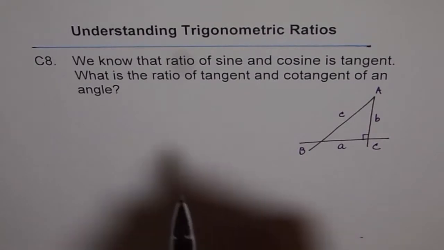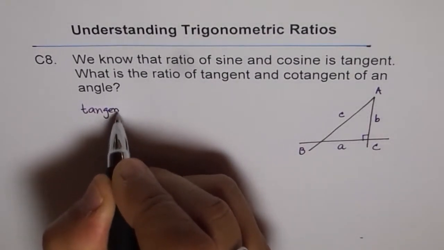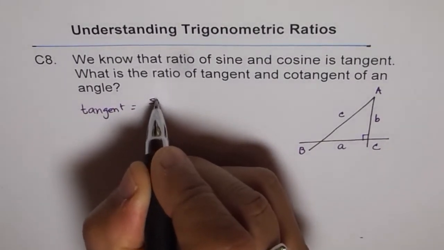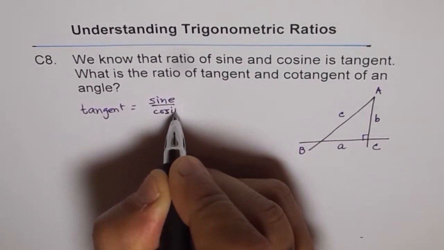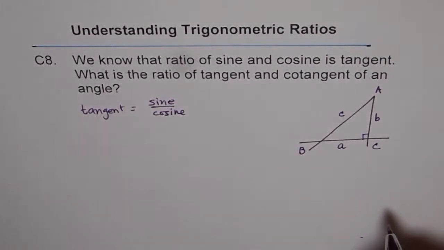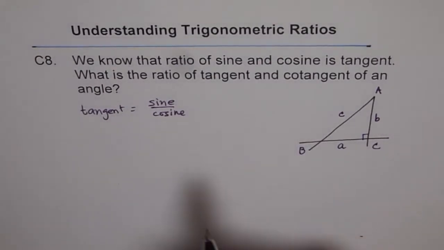We know that the ratio of sine and cosine is tangent. I hope you know that. And tangent is always the ratio of sine over cosine of an angle. So this is always true. Now what we need to do is to figure out what is the ratio of tangent to cotangent.